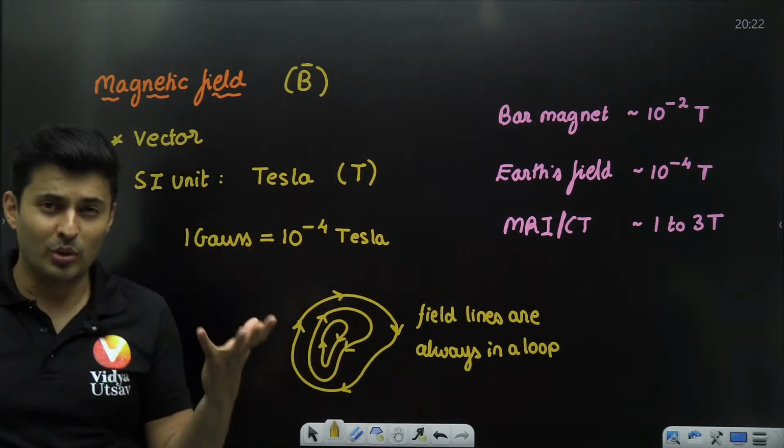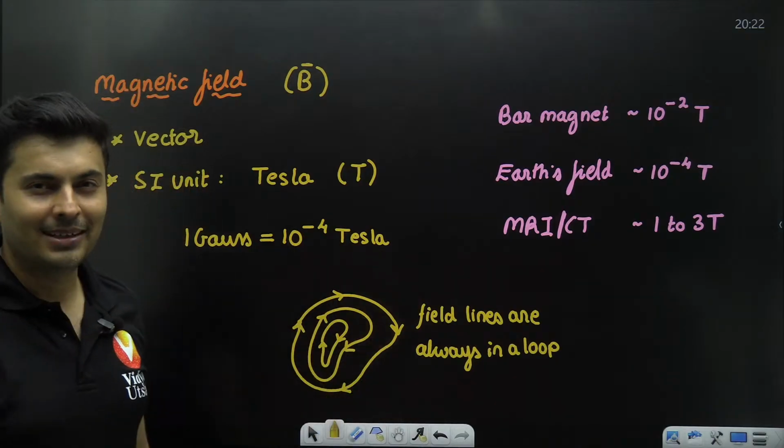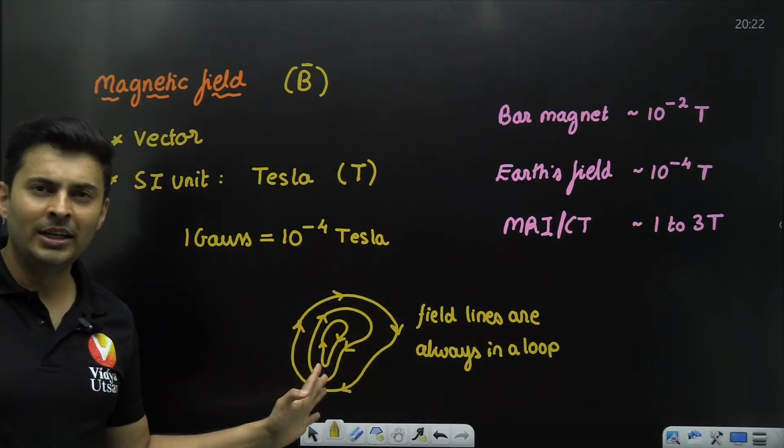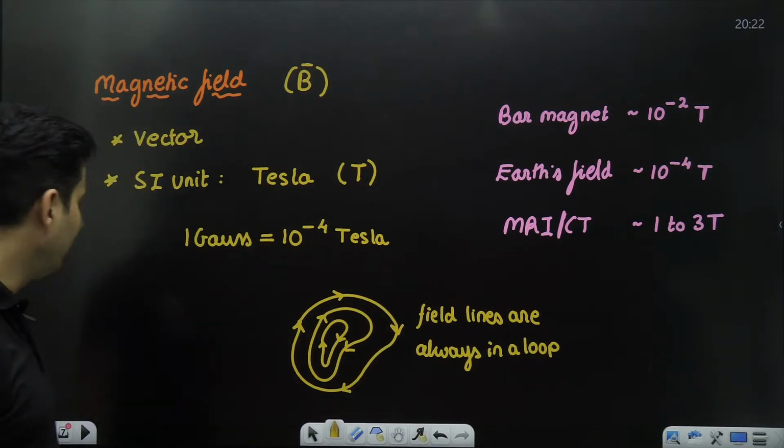Electric field starts from positive, ends at a negative. There is nothing like that for a magnetic field. Is that okay till this point? All these are very important characteristics of magnetic field.